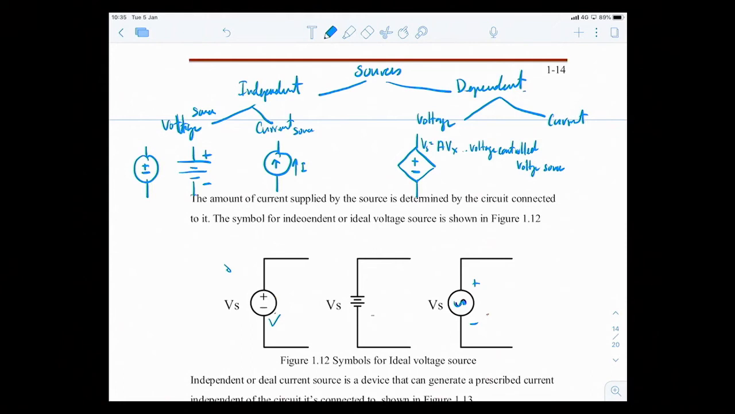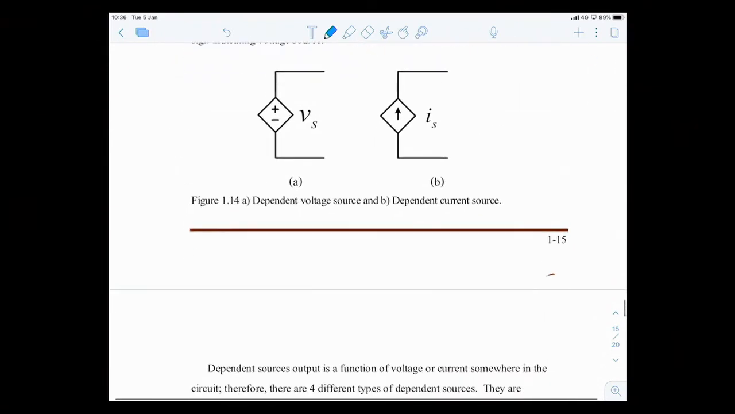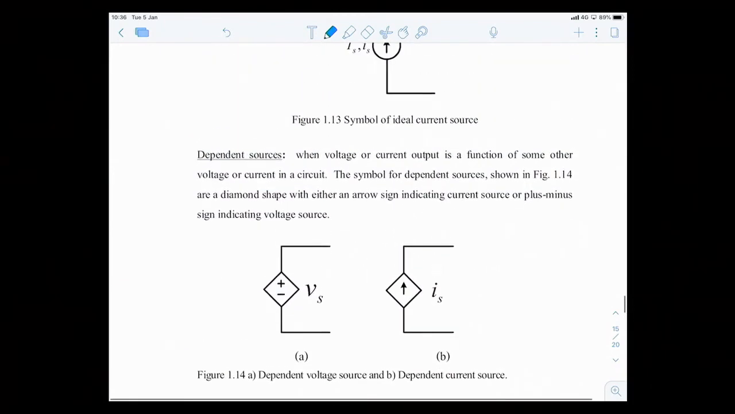If it's controlled by a current somewhere in the circuit, Ix, it is called the current controlled voltage source. It's a voltage source, but it's controlled by either a voltage or a current. The symbol to show that it's a voltage source is the positive and negative inside the diamond shape. Is it voltage controlled or current controlled? It depends on whether this is a Vx or Ix. So this is this case here.